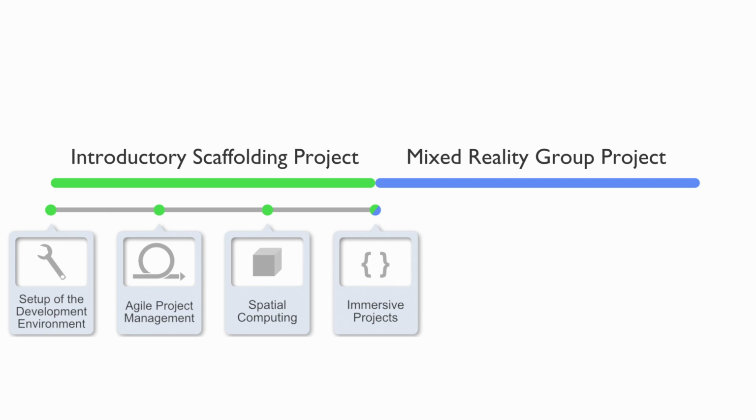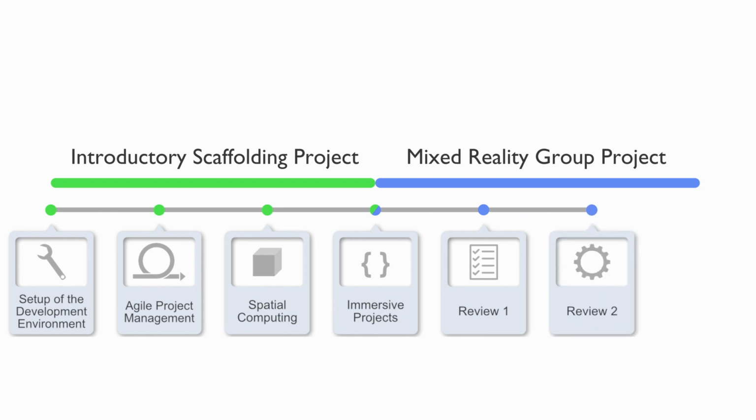After that, the second phase consists of a larger group project with 3 reviews. In the first review, students ideate their requirements and user stories according to the agile workflow. After that, they present an initial prototype implementation in the second review, where we give feedback. Finally, the third review contains the full demo of the created solution.